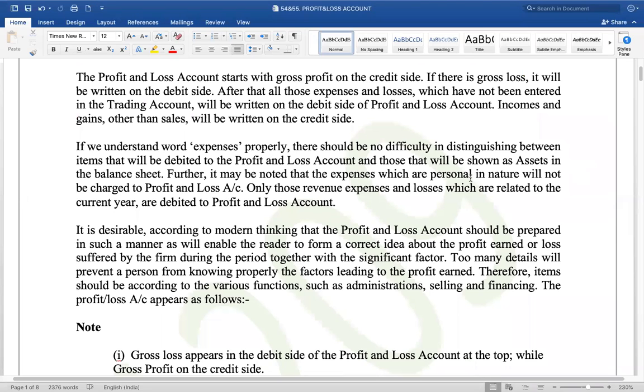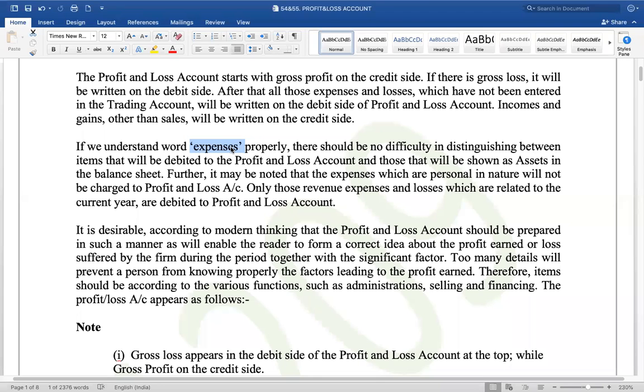Okay, now when you talk about the expenses, if that expense is meant for the benefit of 12 months, then you charge against the profit and loss account. If the expenditure is for more than 12 months, then you treat it as an asset and you drop it in the balance sheet. Okay, you put in the balance sheet.